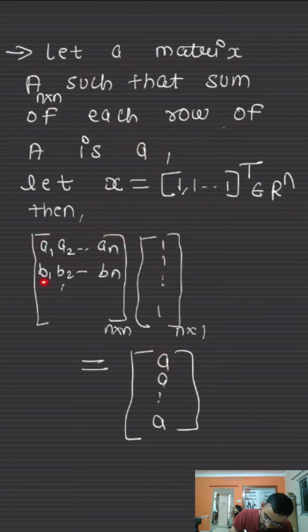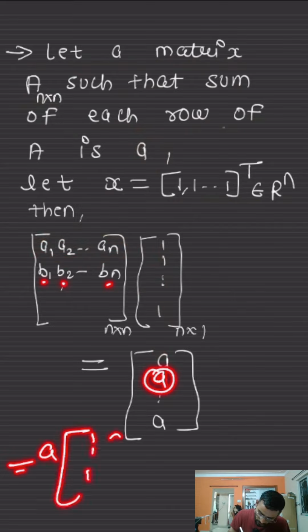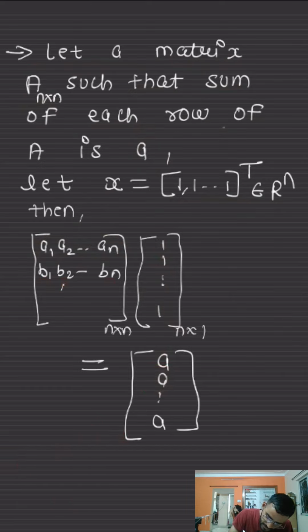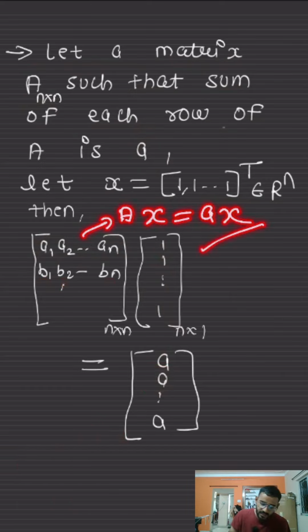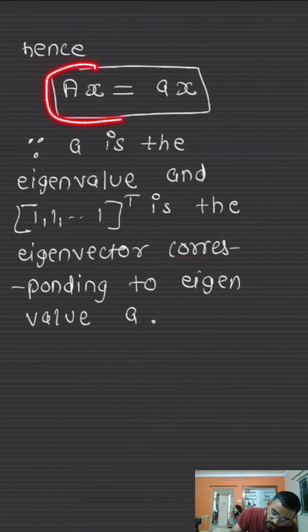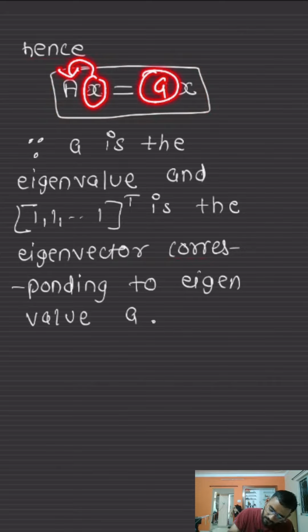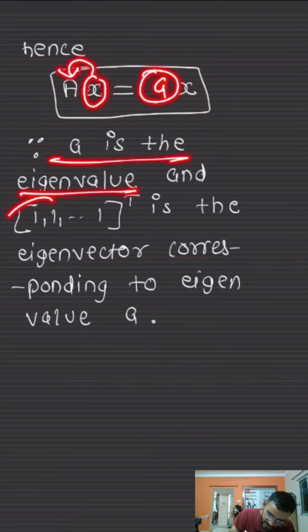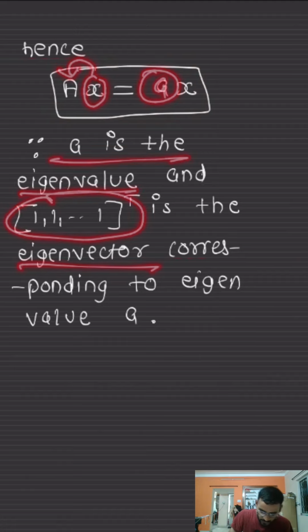Similarly, we get b1 plus b2 plus up to bn, which is also equal to a. If we take a as common, we get a times the vector 1 1 1 1, which means A x is equal to small a times x. This is the eigenvalue equation of matrix A, which means x is an eigenvector of A corresponding to the eigenvalue a. So a is an eigenvalue and x is an eigenvector of A.